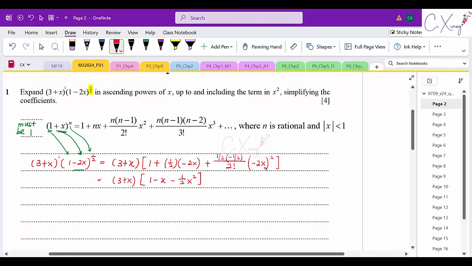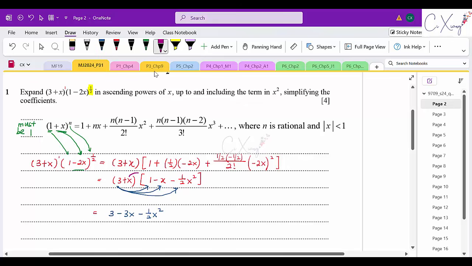After that, we need to expand these two brackets, because this is bracket number 1 multiplied by bracket number 2. To expand them, I have to expand term by term. We look at this 3, I have to multiply it with 1, so I have a 3. Then 3 multiplied by negative x gives negative 3x. Then 3 multiplied by this gives negative half x squared.